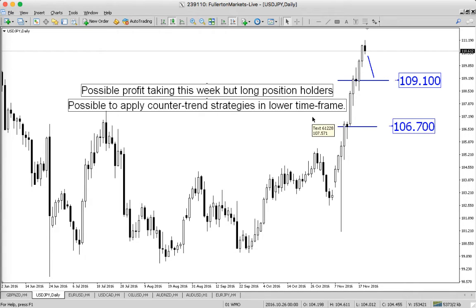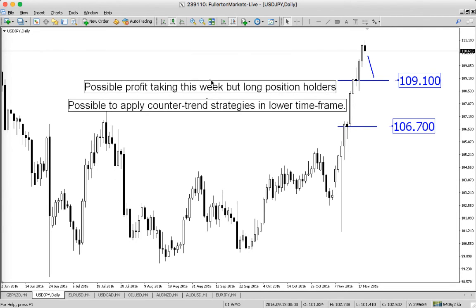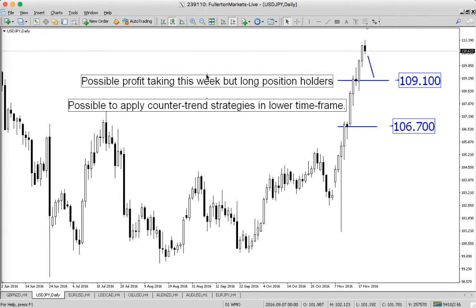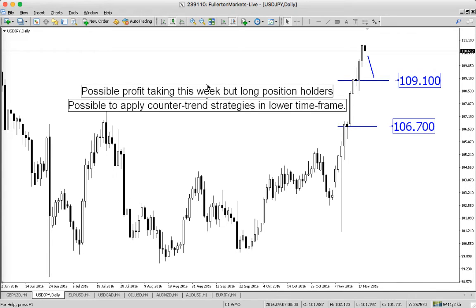If you take it on a lower time frame, your position size is smaller in terms of pips. Whereas if you take it on a daily chart, chances are your position is in the 100 to 200 pips range, so it will take longer to exit. So that's my comment on dollar yen.